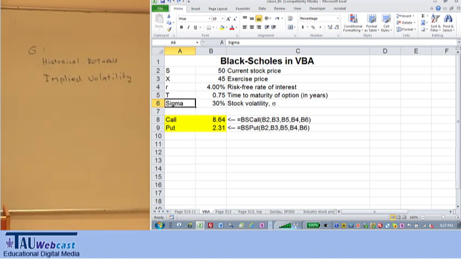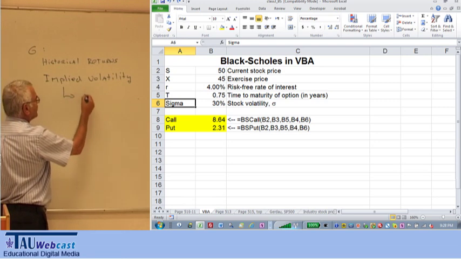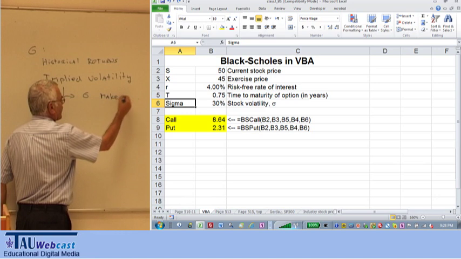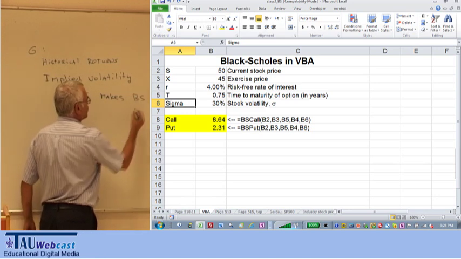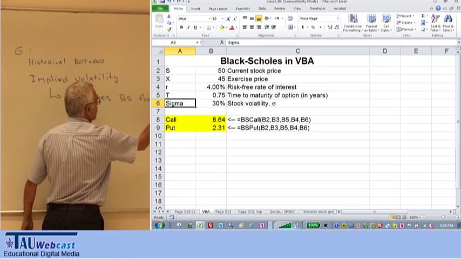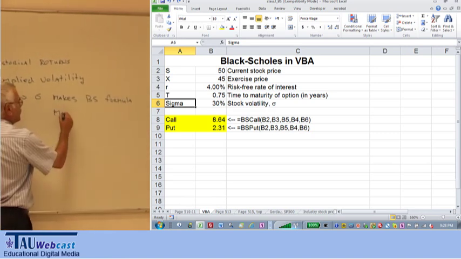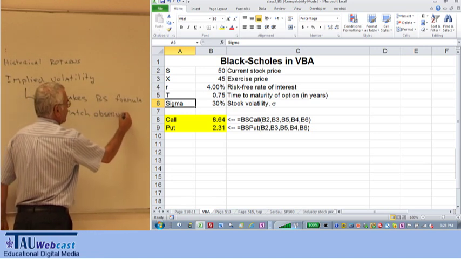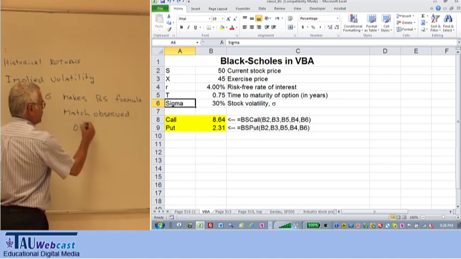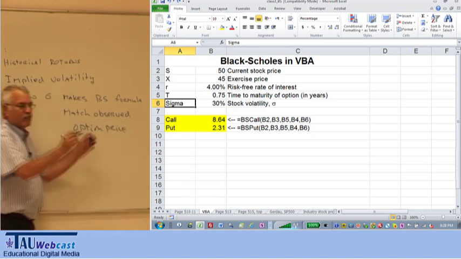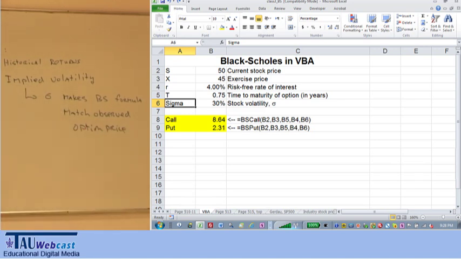Now, the implied volatility is simply the sigma that makes the Black-Scholes formula match the observed option price. So we can give a very, very simple example.